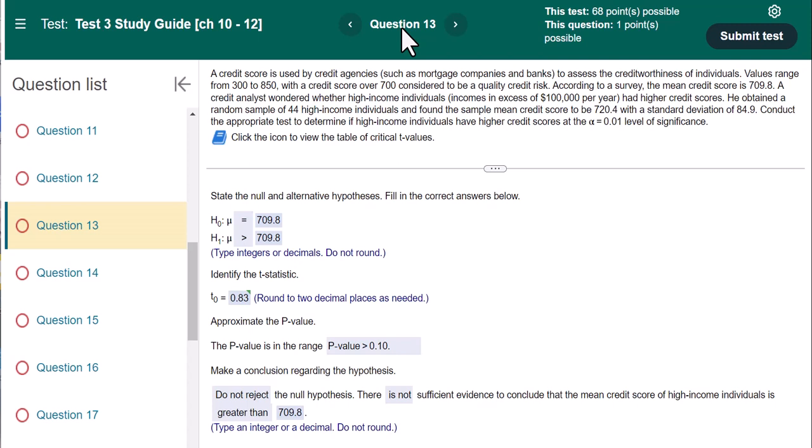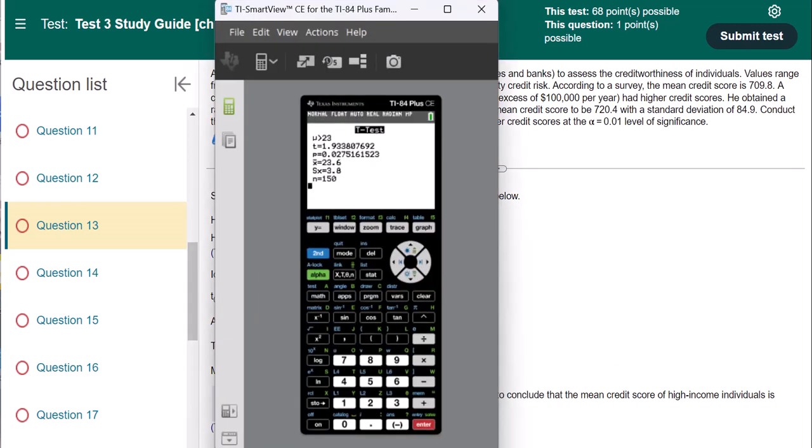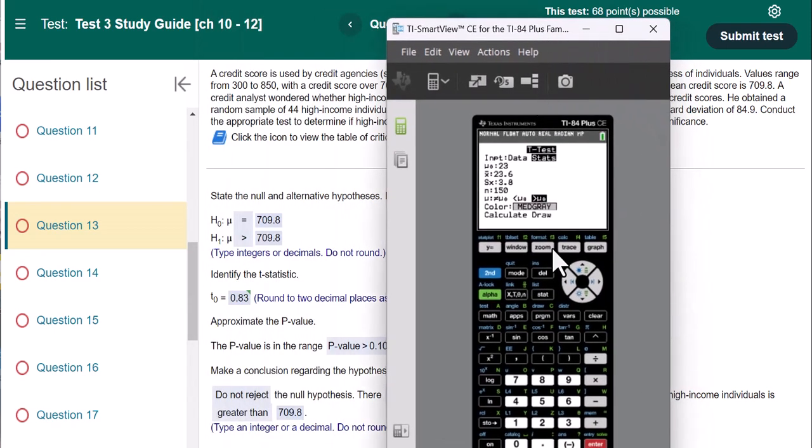We collect a sample of 44 and find the sample mean credit score to be 720.4 with a standard deviation of 84.9. Conduct the appropriate test to determine if high income individuals have higher credit scores. So higher, guys, means more. It's a t-test, so you're going to run the calculator again. So you go to Stat, t-test, and you are testing against the number 709.8.